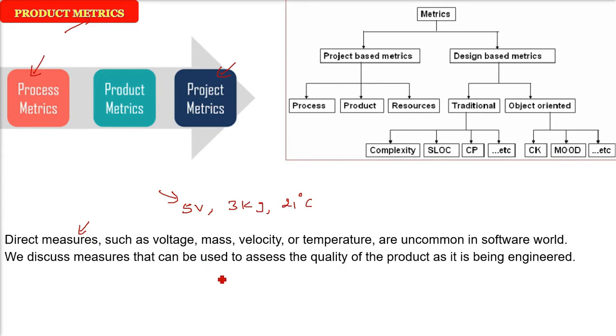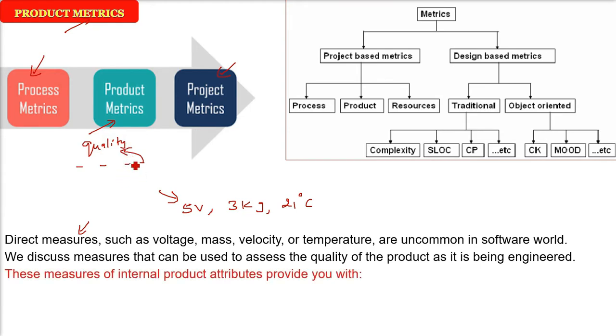So we will discuss the measures that can be employed or used to assess the quality of the product, or you can say the software or the application or any app as it is being engineered. That is, we are talking about quality here. So we would like to measure. Until we measure, we will not be able to understand the attributes or what the qualities are. So these measures of internal product attributes provide us with certain things.